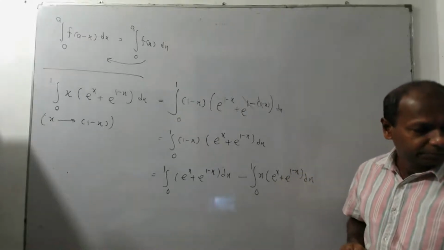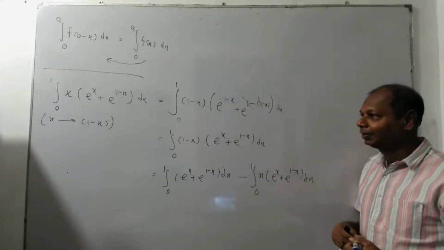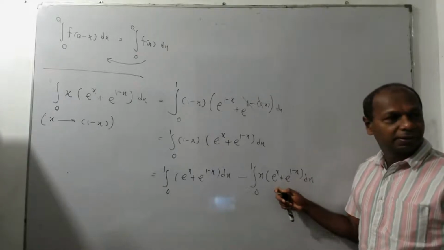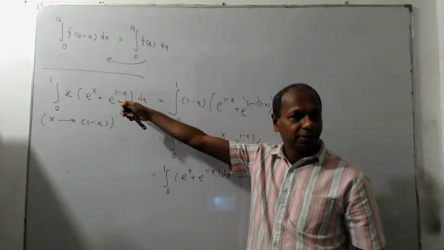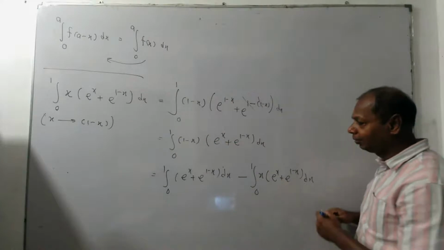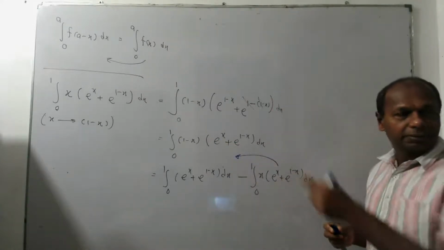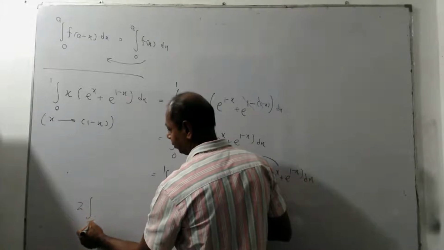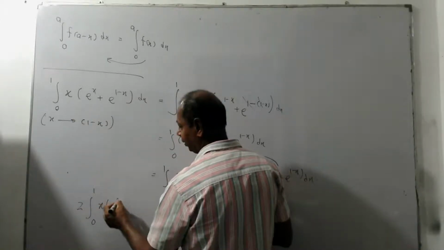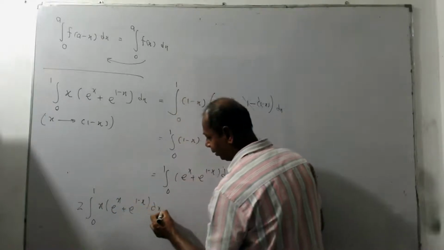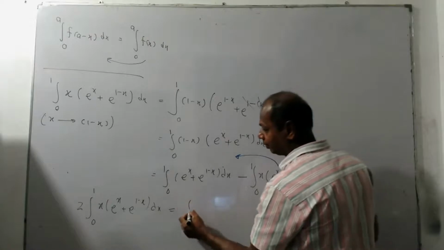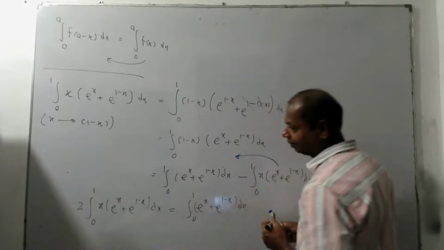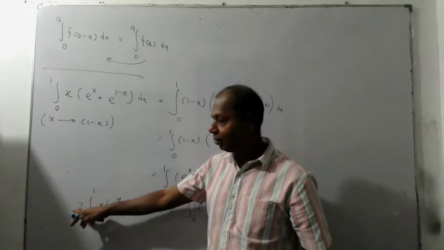What do you see now? This is the same as that. So the same thing we are getting here. So we will take it to the other side. This will be doubled. So let's use 2 times the integral from 0 to 1 of x times (e^x plus e^(1 minus x)) dx equals this part, the integral from 0 to 1 of (e^x plus e^(1 minus x)) dx, and finally we'll just divide by 2.